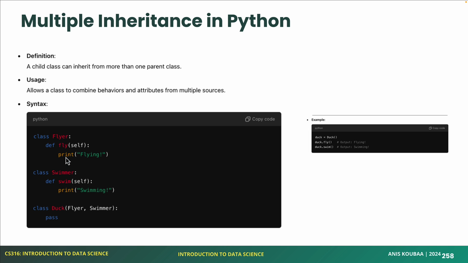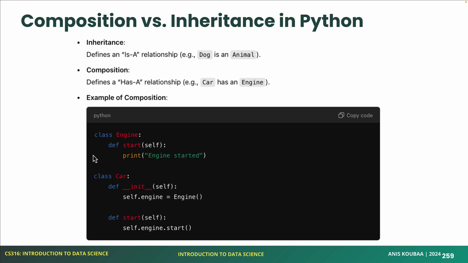And this is an example of multiple inheritance in Python. Imagine that you have two superclasses, one called flyer and another called swimmer. You can define a class duck that inherits from both, because a duck is a swimmer and also a flyer, so you can have multiple inheritance in this class. Later on, you can call duck.fly and duck.swim. The two methods in the two different classes will be inherited.